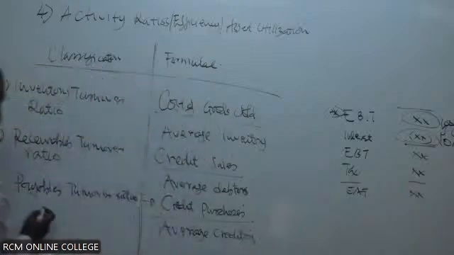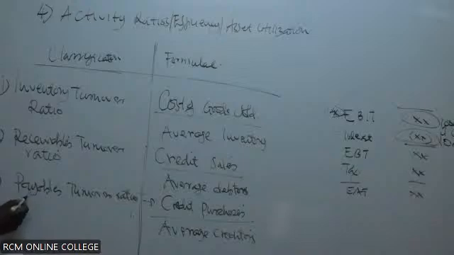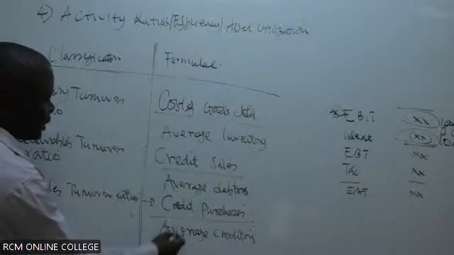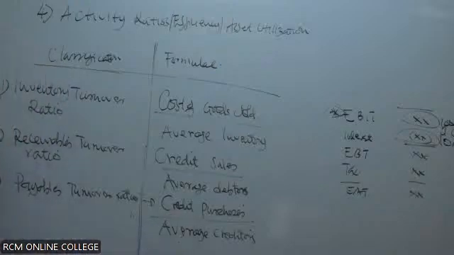Remember, payables arise. Payables are same as what? Creditors. Receivables are same as what? Debtors. So payables are same as creditors. So this one will arise when you purchase on credit. So in this case, we'll take the credit purchases, you divide by the average creditors.